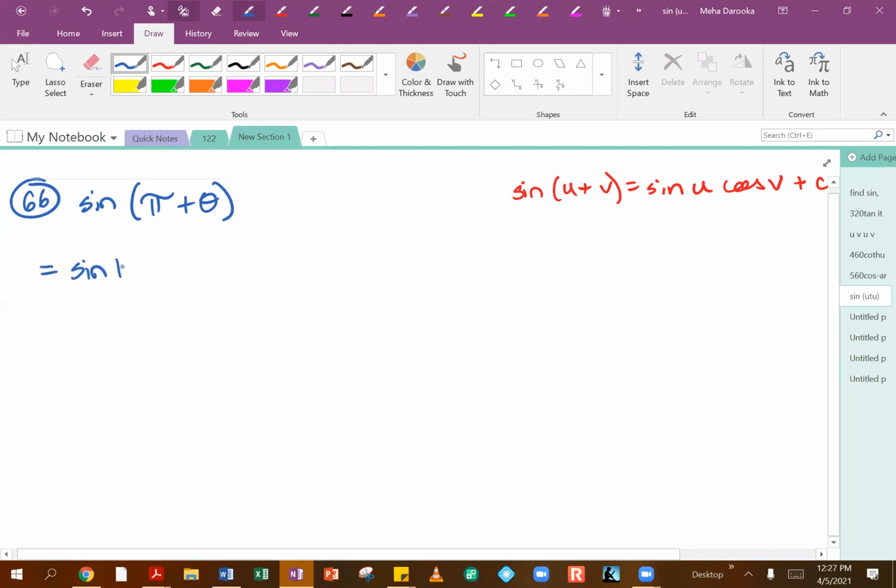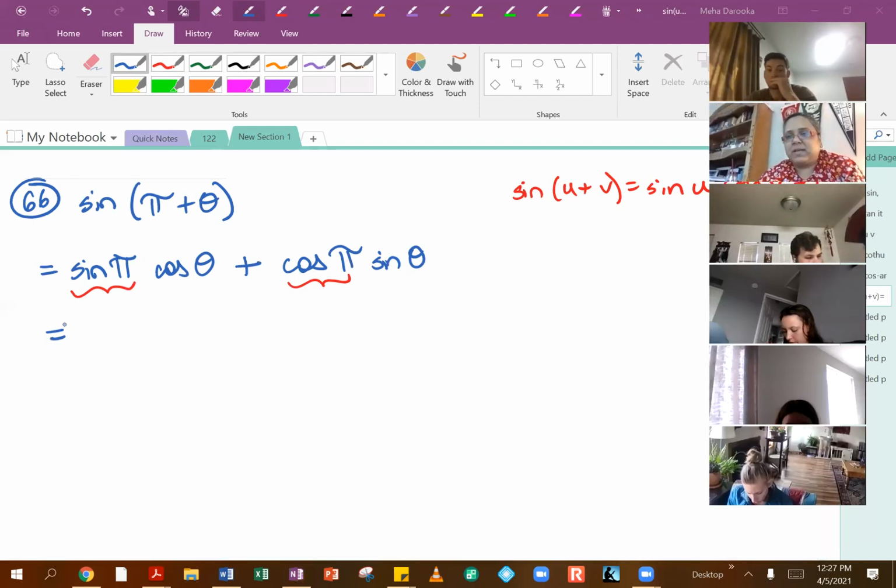So you will have sine of pi cosine of theta. So just following our formula over here. And then this guy would be cosine of pi and sine of theta over here. So we should be able to come up with what these values are using the unit circle. So what do you end up getting for sine of pi and cosine of pi?